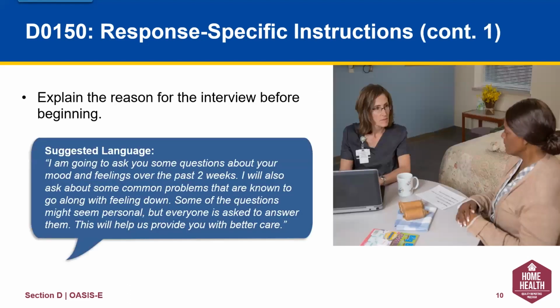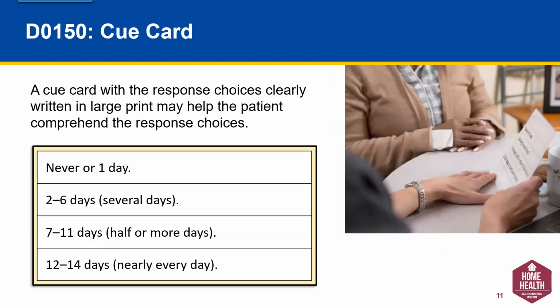It's important to explain the reason for the interview before beginning. The guidance provides some suggested language, such as, I'm going to ask you some questions about your mood and feelings over the past 2 weeks. I will also ask you about some common problems that are known to go along with feeling down. Some of the questions may seem personal, but everyone is asked to answer them. This will help us provide you with better care. A cue card with response choices clearly written in large print may help the patient comprehend the actual response choices.